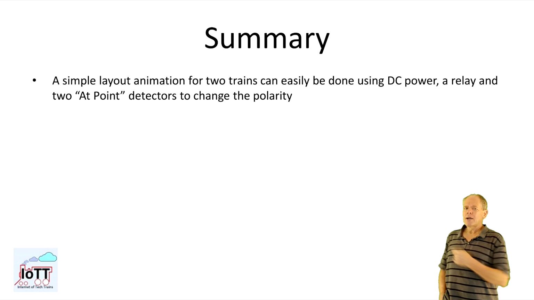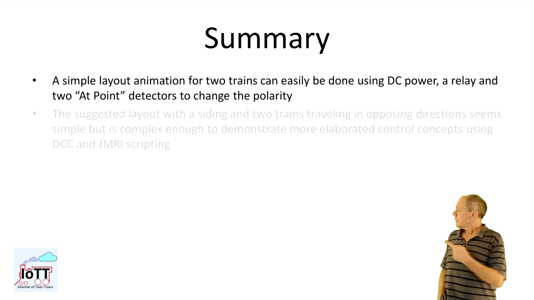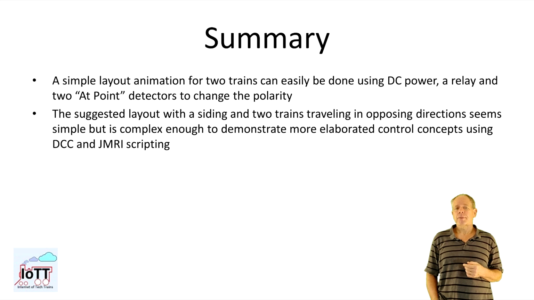A simple layout animation for 2 trains can easily be done using DC power, a relay and 2 at-point detectors to change the polarity. The suggested layout with a siding and 2 trains traveling in opposing directions seems simple, but at the same time is complex enough to demonstrate more elaborated control concepts using DCC and JMRI scripting.